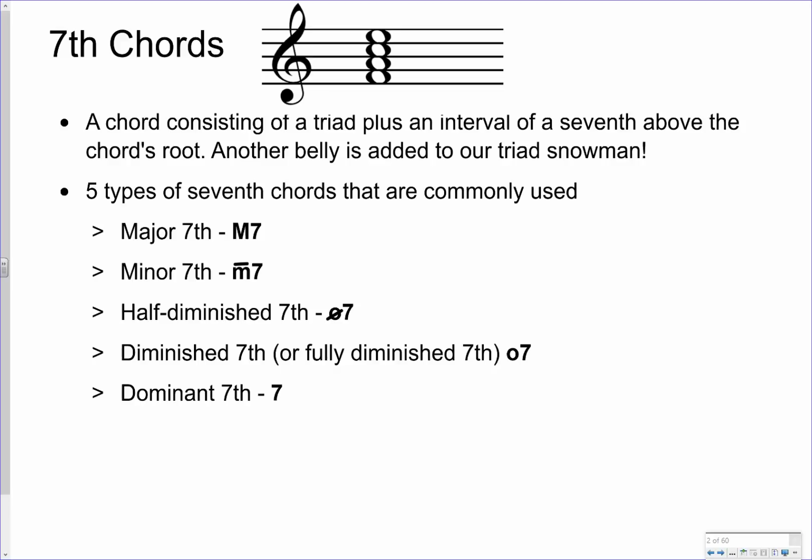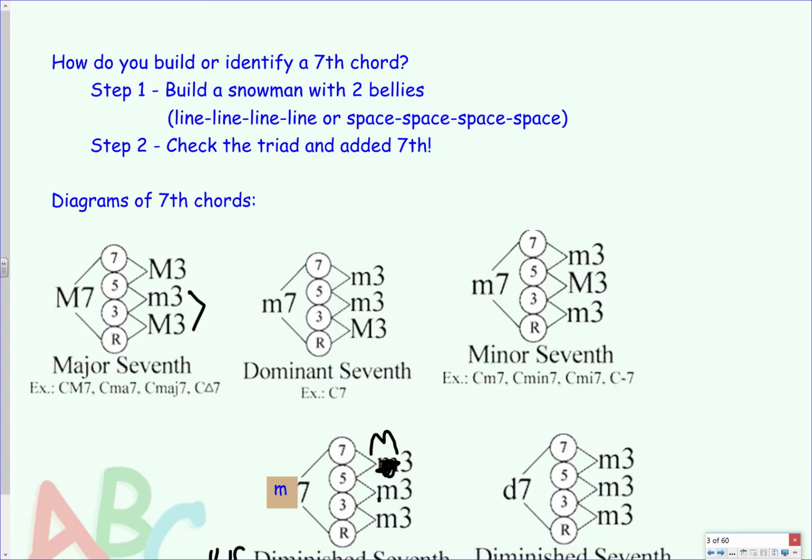Please feel free to pause this video at any time if you still need to take notes. Okay, how do you build or identify a 7th chord? Well, step 1 would be to build a snowman with 2 bellies. In other words, line, line, line, line, or space, space, space, space. Step 2 would be to check the triad and added 7th.